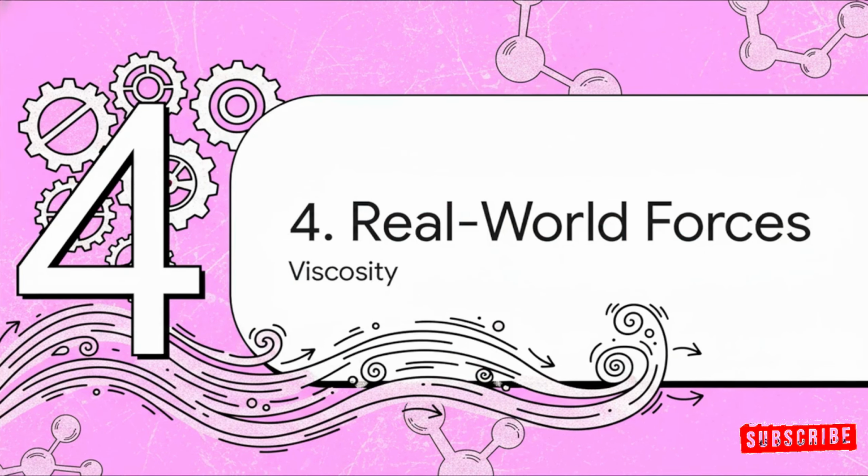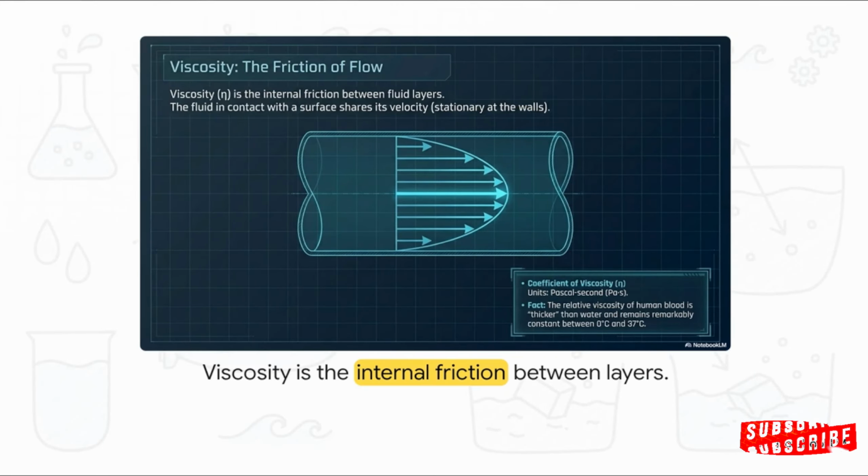Section 4. Real-world forces, viscosity. Let's talk about friction. So, viscosity is basically the internal friction of the flow. In the real world, fluid layers drag against each other, and they drag against the walls of their container. In fact, the fluid directly touching a pipe wall is literally stationary. The velocity only increases as you move toward the center of the flow. We measure this friction using the coefficient of viscosity.